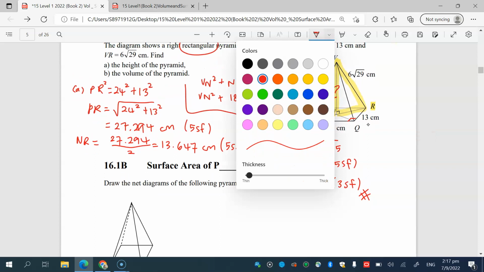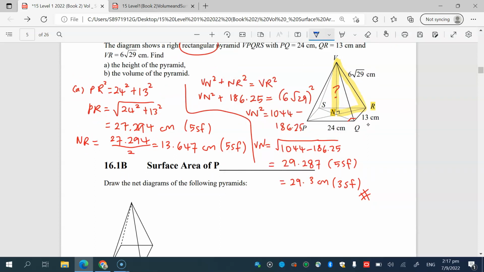Okay, for part B, let me use a different color. Find the volume of the pyramid. So you know that it's 1/3 base area times height, and you know the height from this part is 29.287. When we do part B, we cannot use 29.3 because it's a rounded up answer. So we use the 5SF value instead. Volume will just be 1/3 base area, which is 24 times 13, that's the rectangular base area, times the height, which is 29.287.